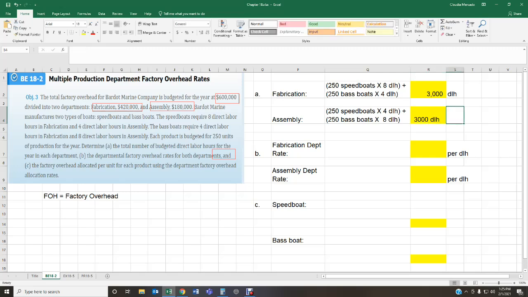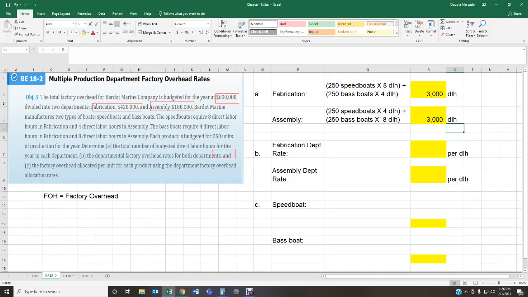Okay, so for both of them, we need 3,000 direct labor hours for each of the processes, fabrication and assembly. So it's the same thing. It's just that for fabrication, it takes us longer for the speedboat versus the assembly department, and vice versa. We have the same number of hours, 12 hours; it's just that they're allocated differently overall. But in total, both departments are going to be taking up 3,000 direct labor hours to manufacture 250 boats.